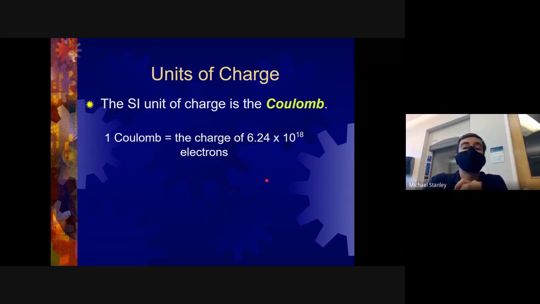So if you ever see charges written down, they'll be written as some sort of C, like 6.24 C. That is regarding how many coulombs of charge that you got. And it's just a representation of the total number of electrons or protons that you have in your material.